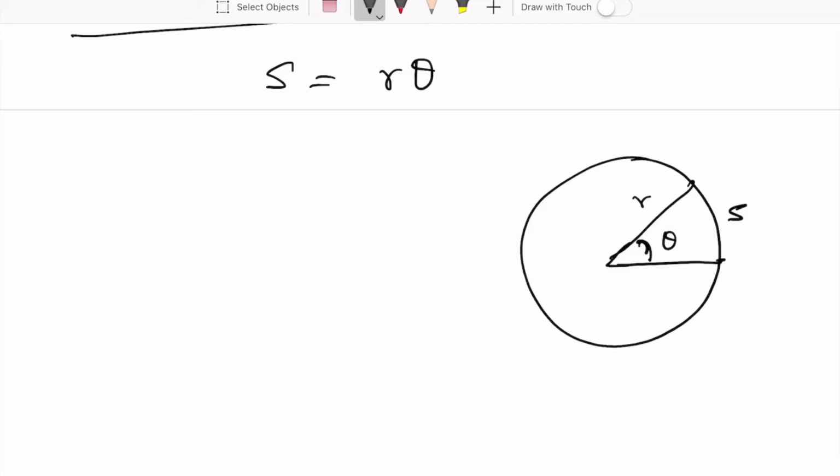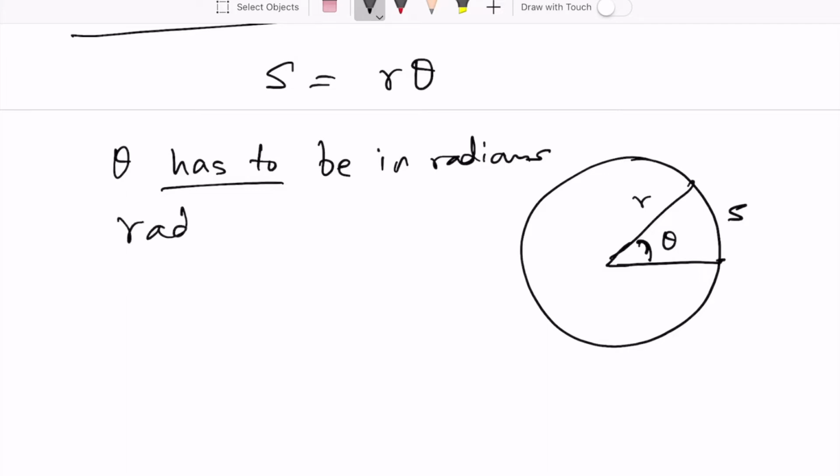Now, in this formula, you should always remember that theta has to be in radians. If you use degrees for theta, you're going to get the wrong answer. So theta has to be in radians, right? And radians are unitless. They're pure numbers, right? Okay.